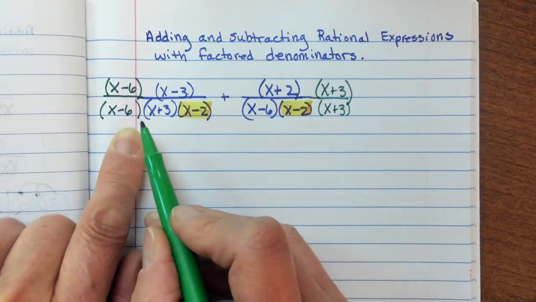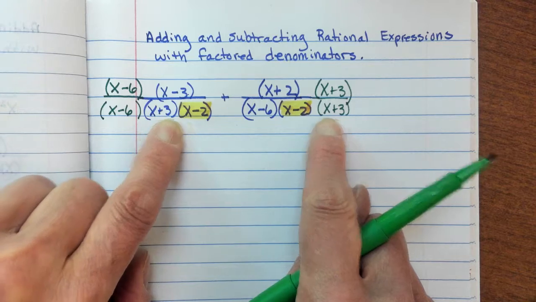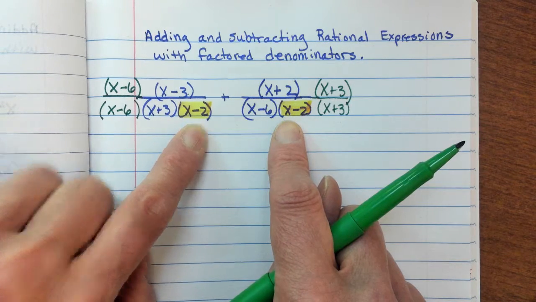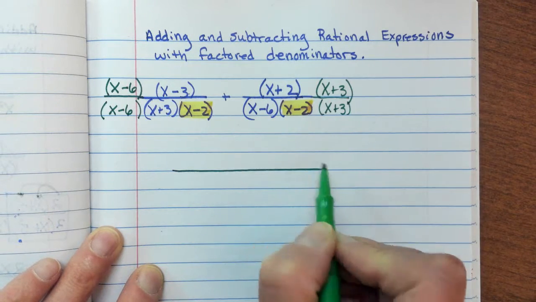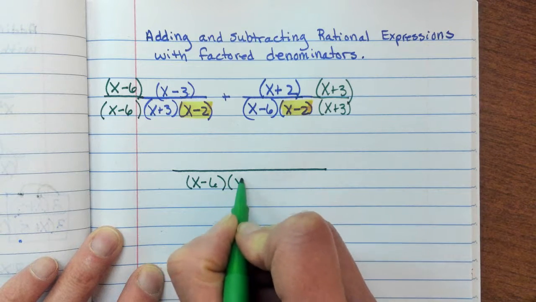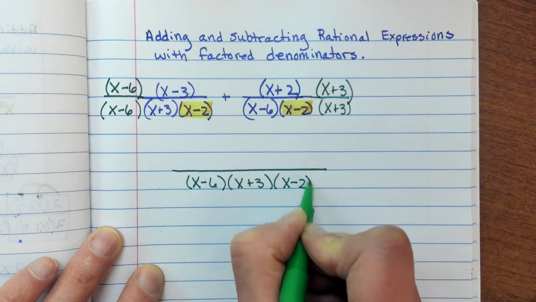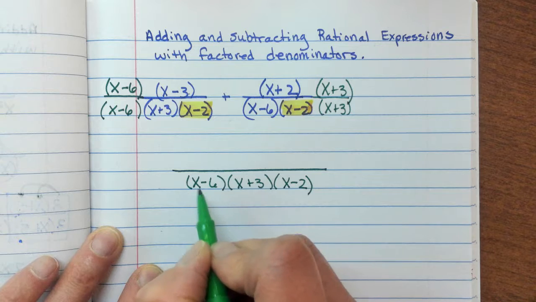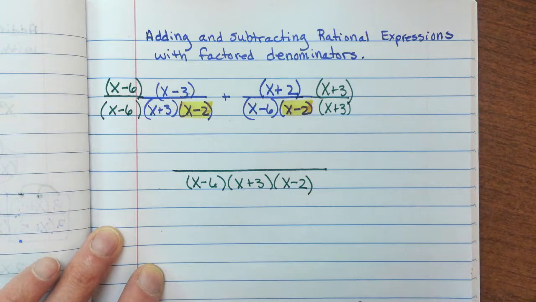So now let's look at our denominators. x minus 6, x plus 3, x minus 2. All the factors are there, which means that they're going to share. We have a common denominator: x minus 6, x plus 3, x minus 2. The order of multiplication does not matter as long as you keep what's inside the parentheses together as one unit.